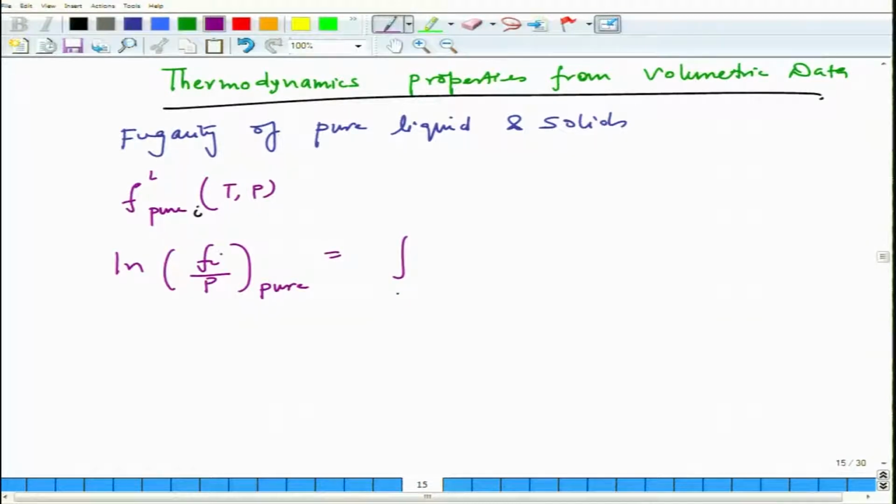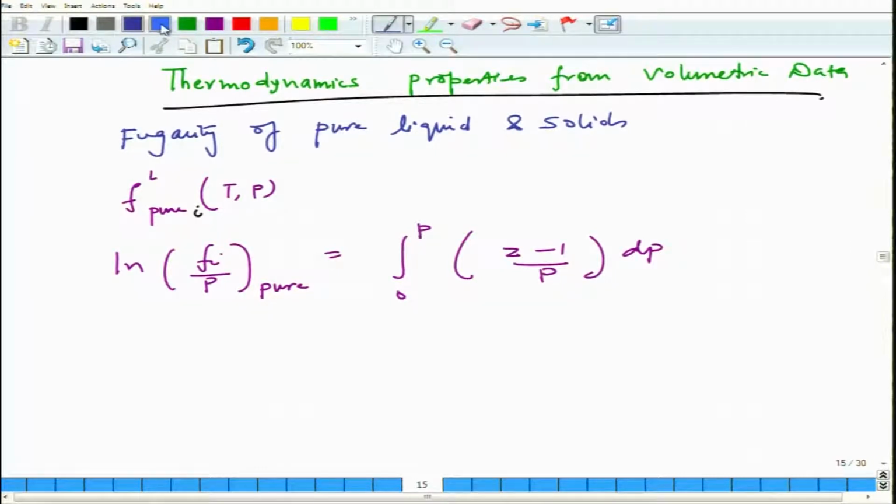This is equal to the integral from 0 to P of (compressibility factor minus 1) by P dP. But in this case, we are going to break this integral from 0 to P into two parts. This is mainly because what we are interested in is the compressed liquid state.